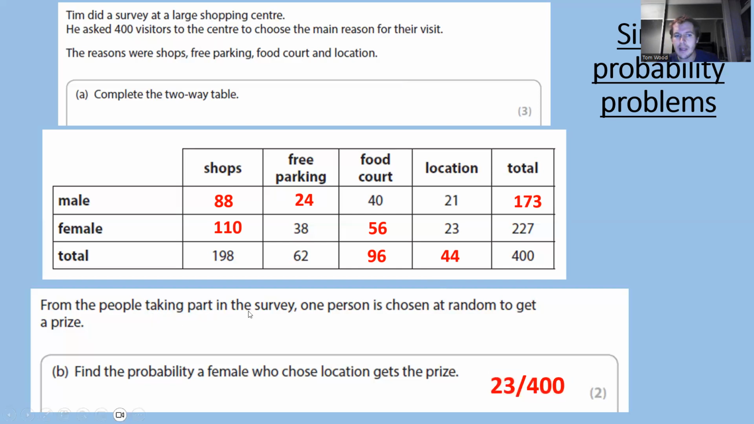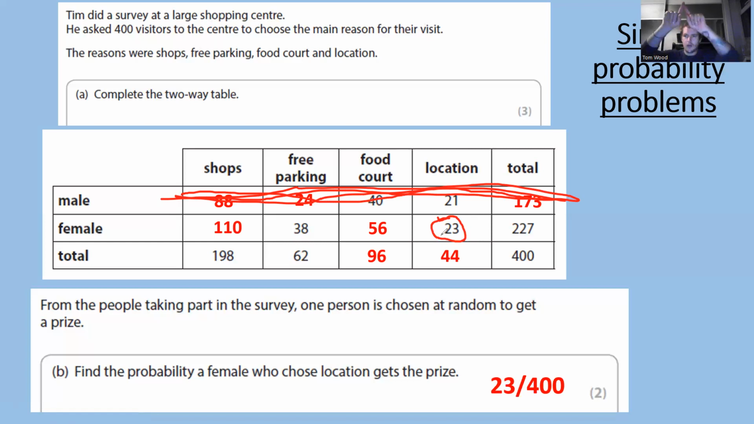From the people taking part in the survey, that is everyone, all 400 of them. What is the probability that it was a female? So again, process of elimination. It's not these guys. We're not talking about the males at all. It was a female who chose location. It was only these 23 people that fit both those categories. Are you male or female? Why did you come to the food court?